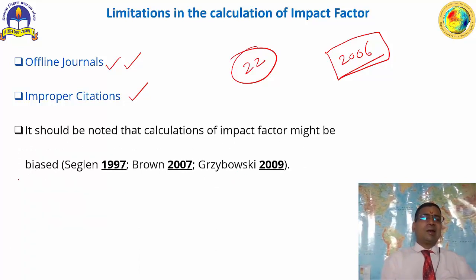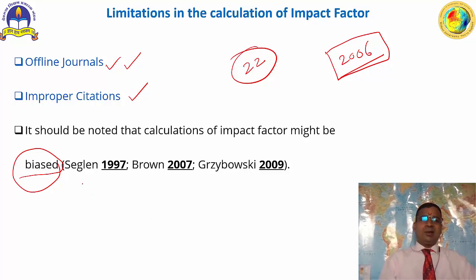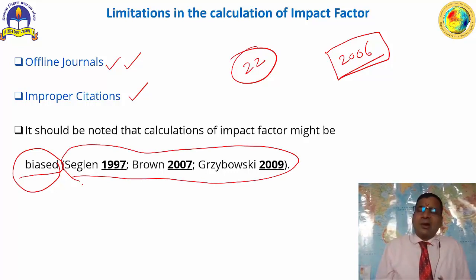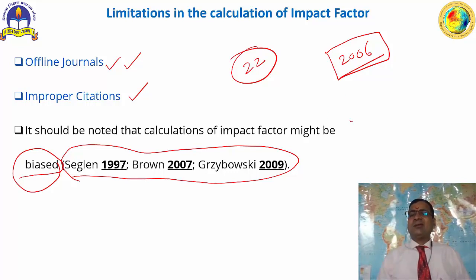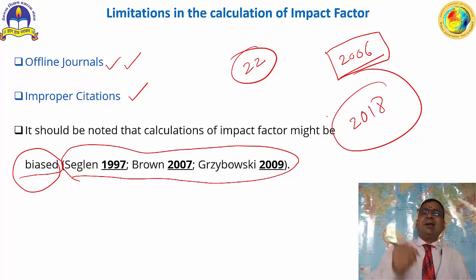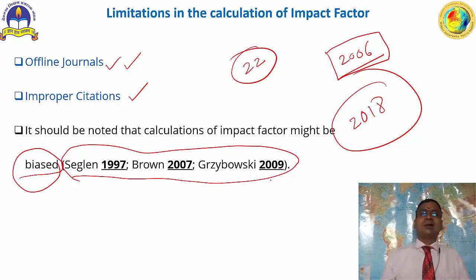Another one is biasness. This is not my opinion, otherwise you will say Patil sir is saying that impact factor calculation is sometimes biased. It is the opinion of these three authors. And one important example or experience I would like to share with you. Two years before, I had read one article in the year 2018 in which an American fellow wrote that all the Indian journals are predatory. I read the article carefully, and I visited the websites of the journals which that American author called predatory journals. But these journals were following the practices that should be followed by any standard journal.